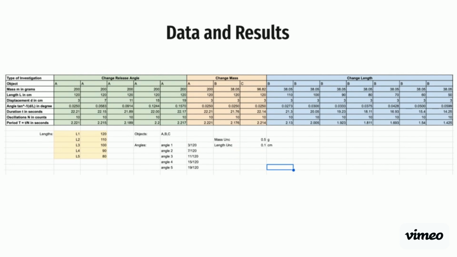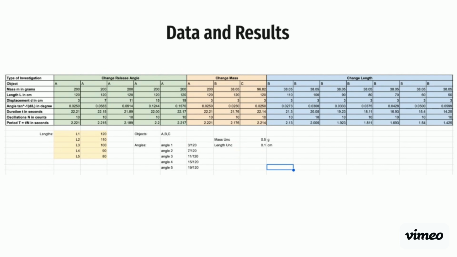And then I kept everything constant except for the length of the string for the third part of the experiment. And I used object B since it was the one with the least amount of weight. And that is also something that is pointed out in the lab manual that you can find.